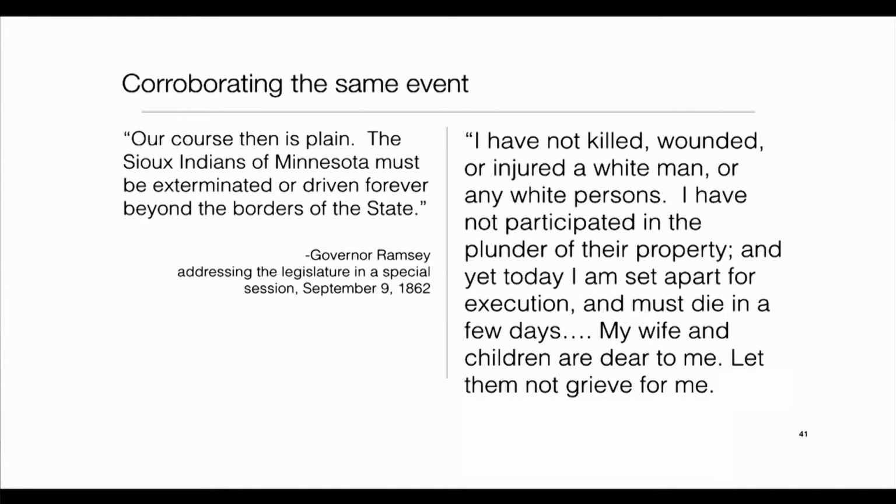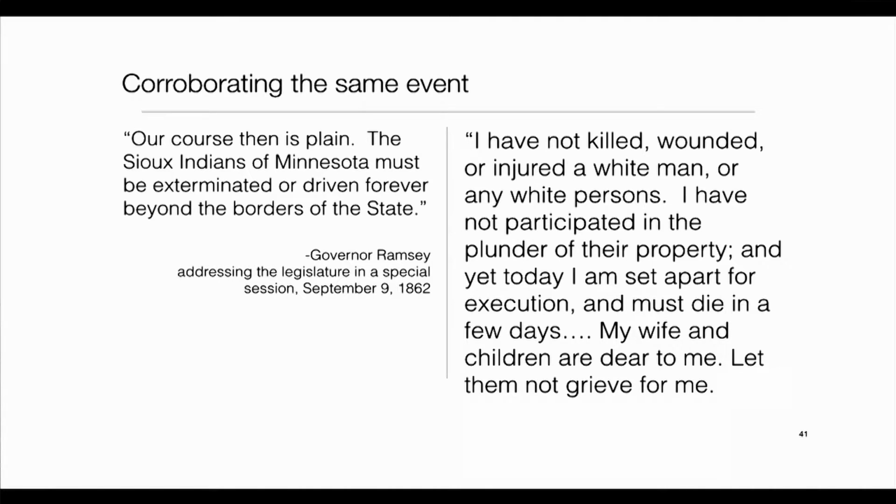The first one on the left. "Our course then is plain. The Sioux Indians of Minnesota must be exterminated or driven forever beyond the borders of the state." That's the governor of the state addressing the legislature in a special session in 1862. Basically calling for the extermination of a people.